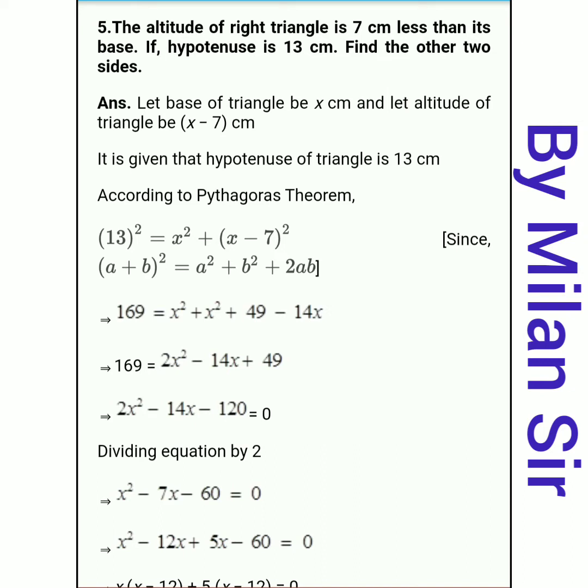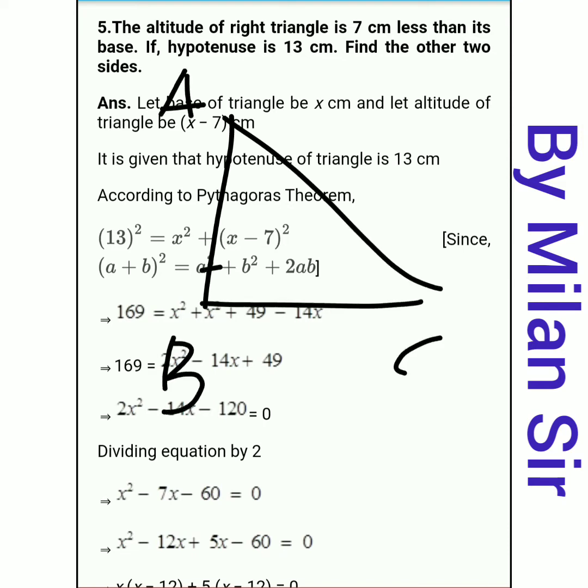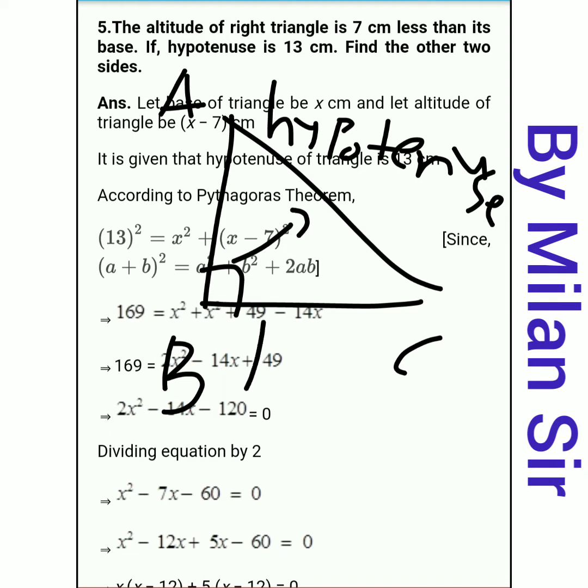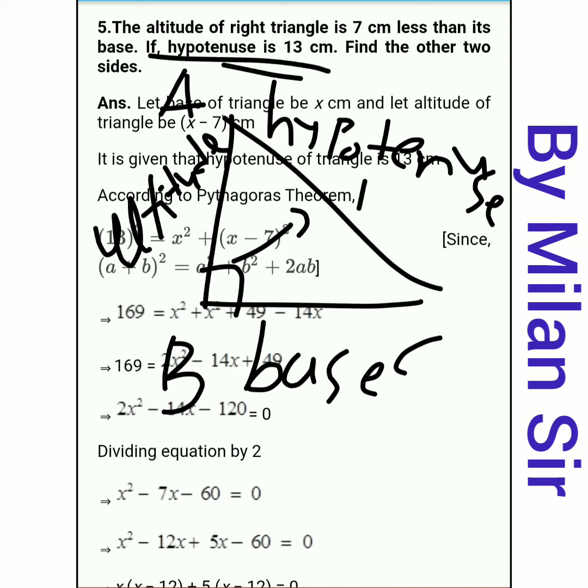So here a right angle triangle is given. In a right angle triangle, in total three sides we have. That means one hypotenuse, the side opposite the 90-degree angle, one base and one altitude. The hypotenuse is given here: hypotenuse is 13 centimeter. Now we need to find the altitude and base.